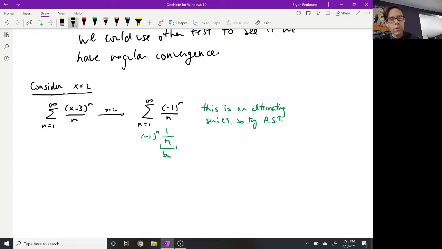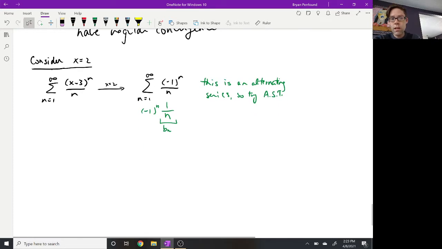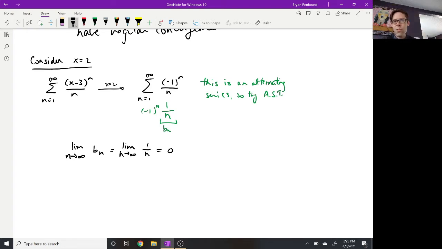What we want to do is see what's happening with b sub n as n gets really, really big. So let's take the limit as n gets really, really big of b sub n. As n gets really, really big, we get 1 over something really, really big, so this limit's definitely tending towards 0. Because our limit is tending towards 0, we know that this particular series is going to converge by the alternating series test.